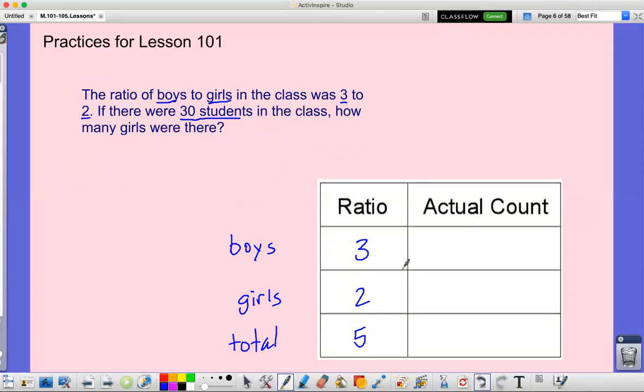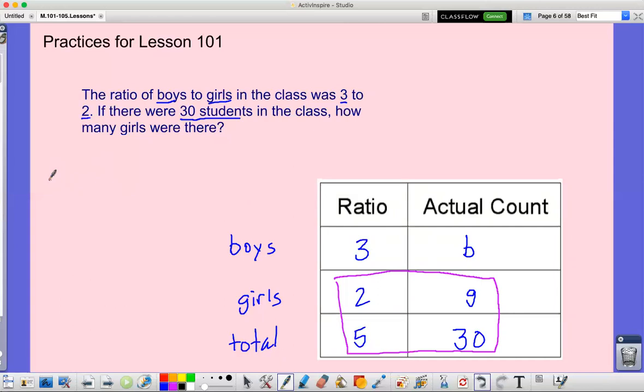And then it says there were 30 students. Is that a ratio number or an actual count? Is that boys, girls, or a total? So that would be 30 students here would go into the actual count for the class. We don't know how many boys or girls there are, but all I need to use, as you can see here, is these boxes right here. I want to use these to make my ratio to complete the final answer.